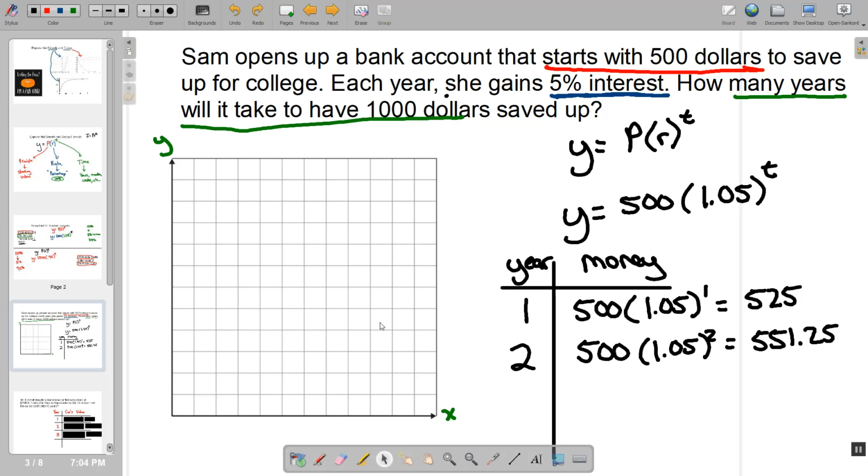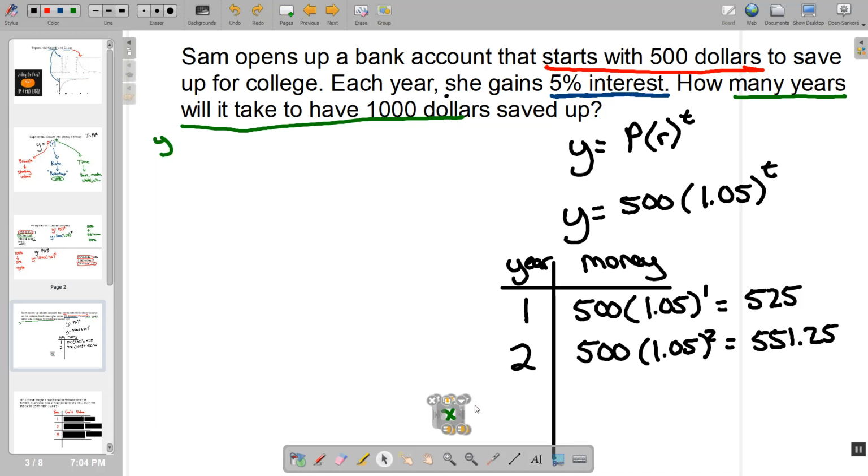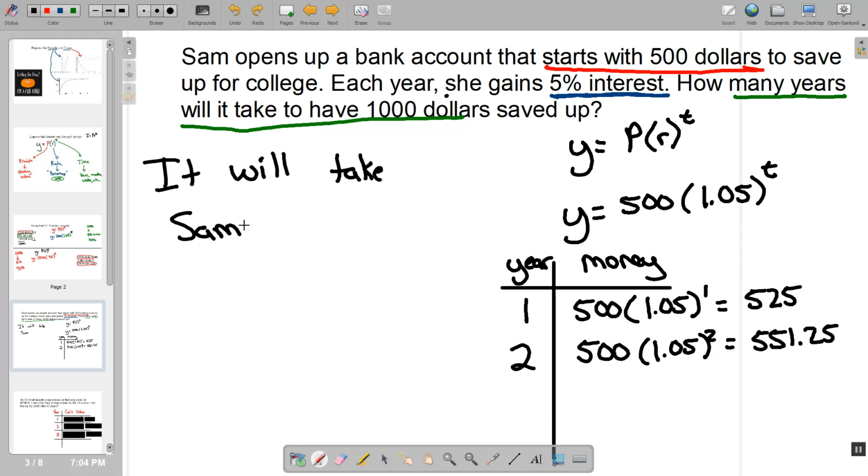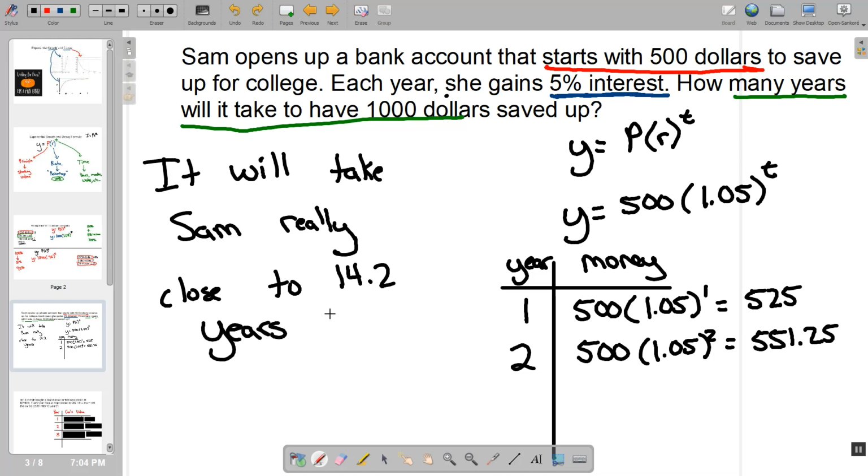So I would get rid of my table here, because we're not actually going to end up doing the table for this problem because we use Desmos. And you would say, it will take Sam really close to 14 2/10. I said months earlier, I mean years. To raise $1,000.